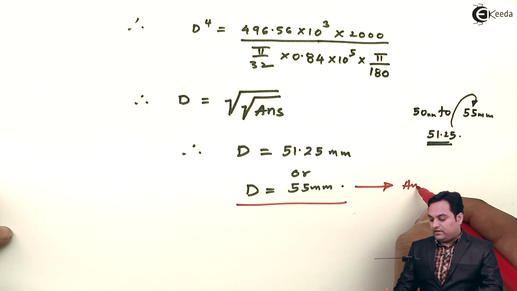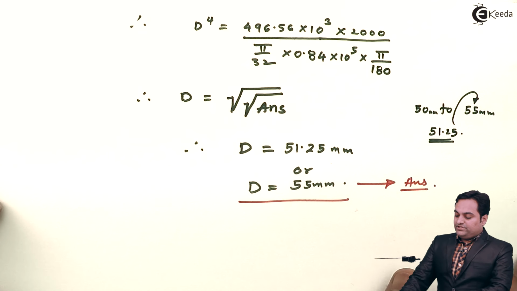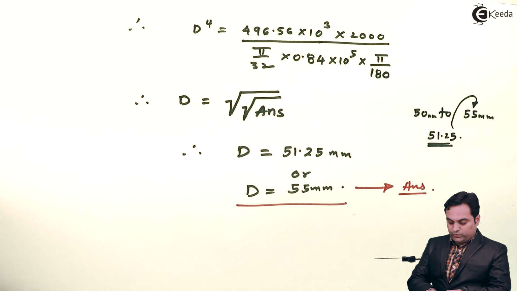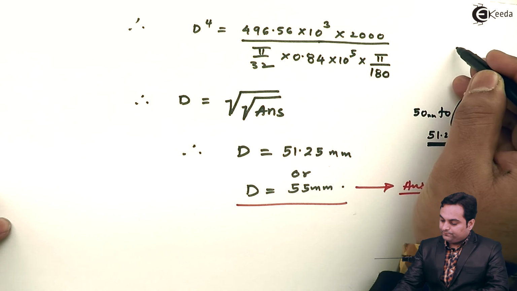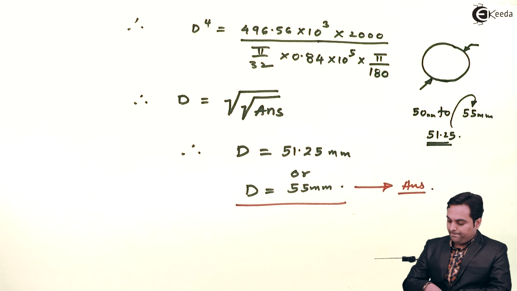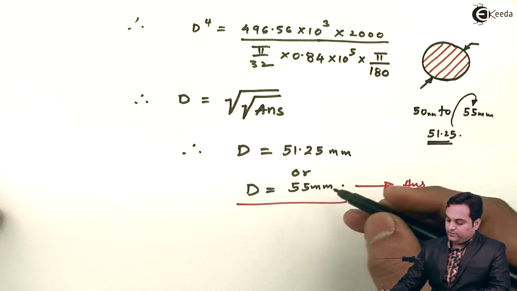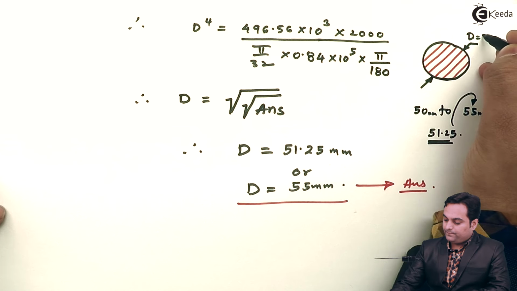So this is our answer. It means, based on rigidity criteria, the shaft which we have designed, its diameter comes out to be 55 mm.